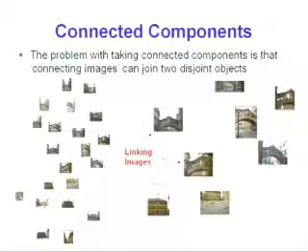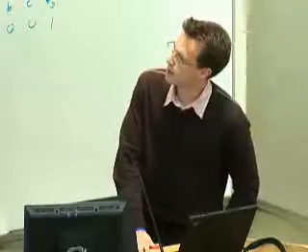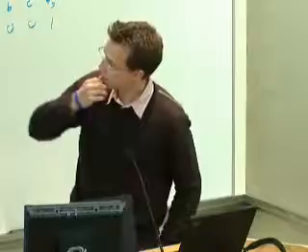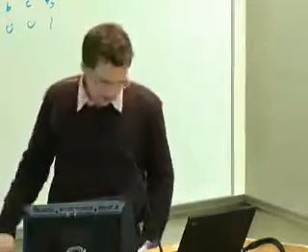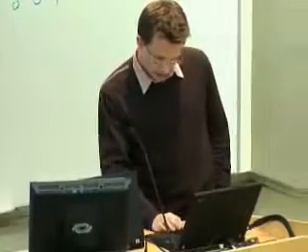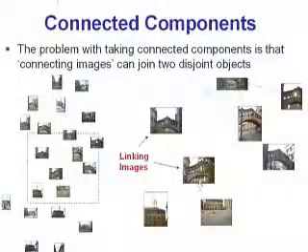So as I was saying, the problem with connecting components is that we have connecting images which can join two disjoint objects. Here I've got the graph of one of the components, and it contains the bridge and the Ashmolean Theatre in Oxford behind it. It's essentially linked by this image and this image, where you have the object here and the bridge is seen in the same image.